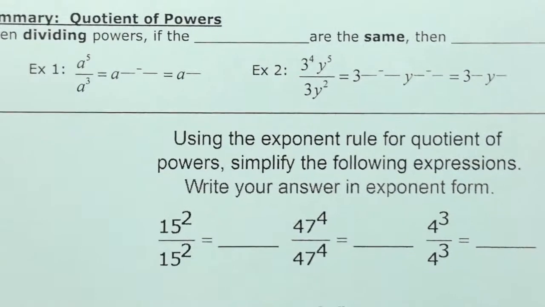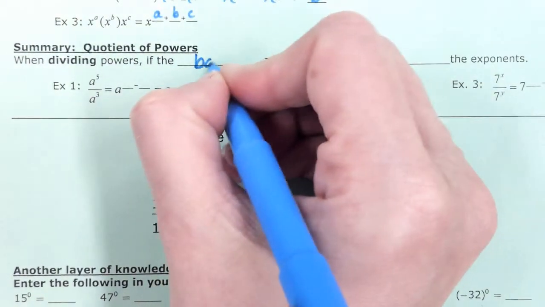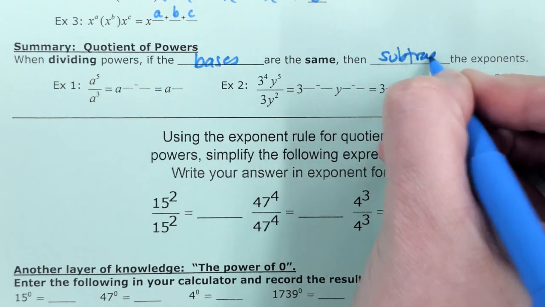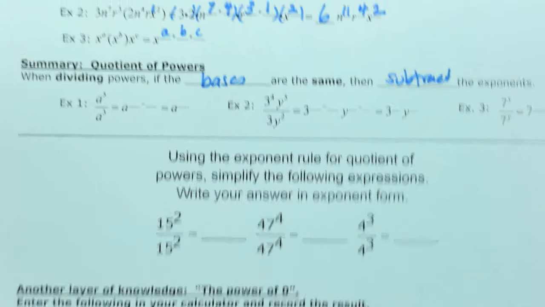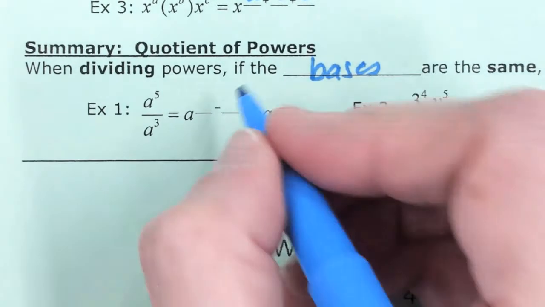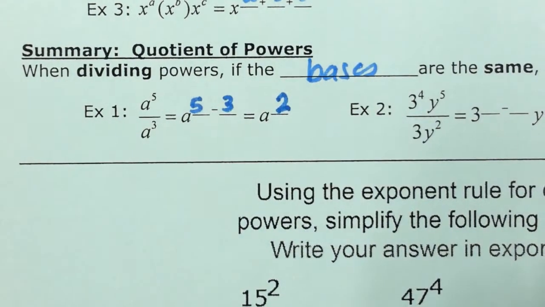Now, when we divide, if the bases are the same, we're going to subtract the exponents. Okay? So if we look at this first one here, a to the 5th over a to the 3rd, well, 5 minus 3 is a squared.